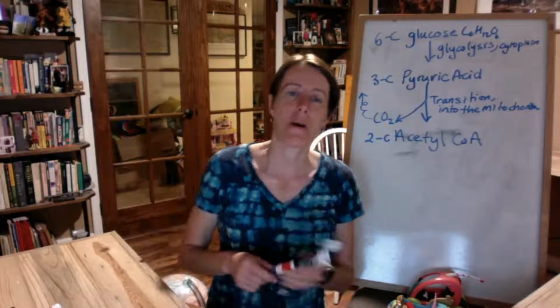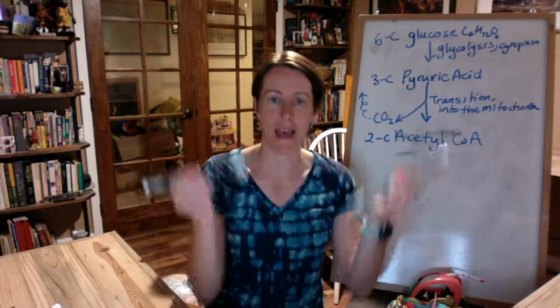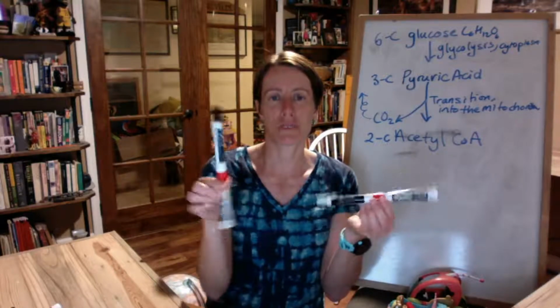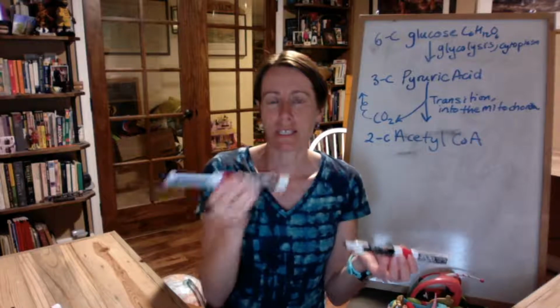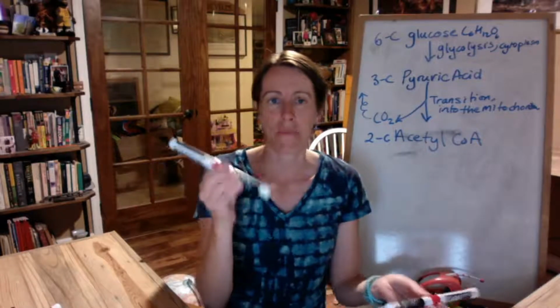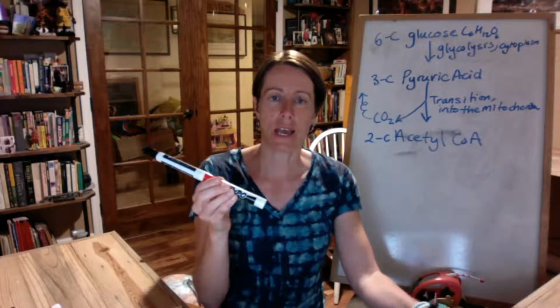Okay, next part is the citric acid cycle. What we have left here is sort of the dregs of glucose. So all that's left of it is acetyl-CoA, 2 carbons stuck together. And this is what we feed into the citric acid cycle.